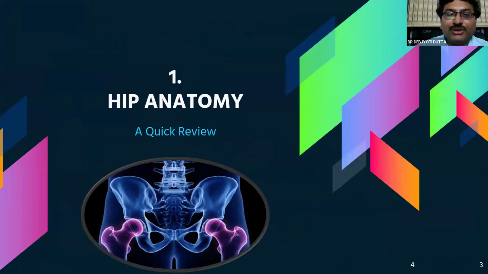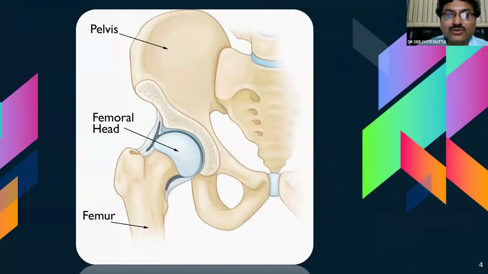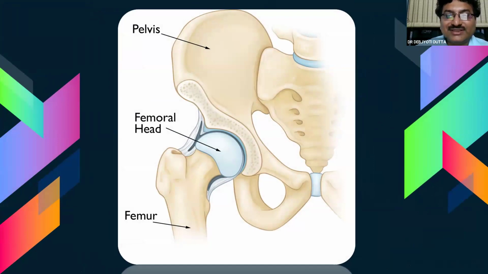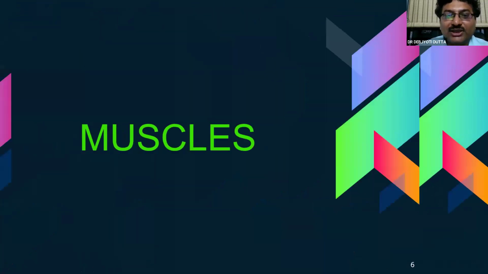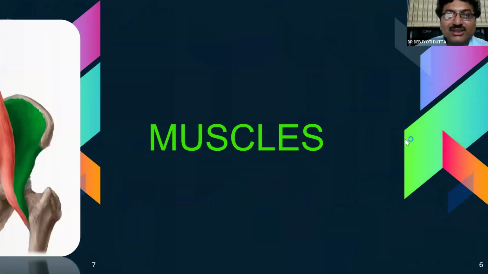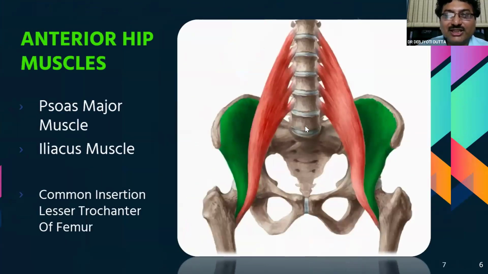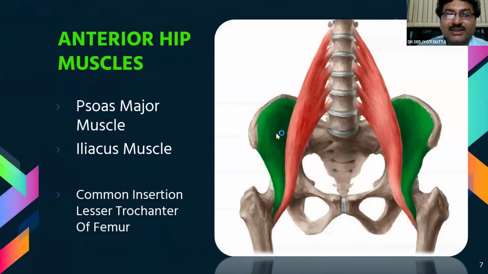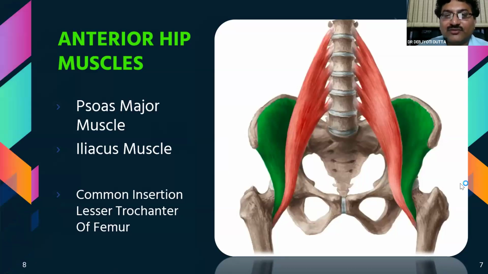Okay, so coming to the hip anatomy, quick review: femoral head, femur, pelvis, and the iliac bone. I have covered everything. Then we have the muscles. Here are the important muscles: psoas major, iliacus. You can see in color, green is the iliacus, red is the psoas major. They have a common insertion on the lesser trochanter of the femur.